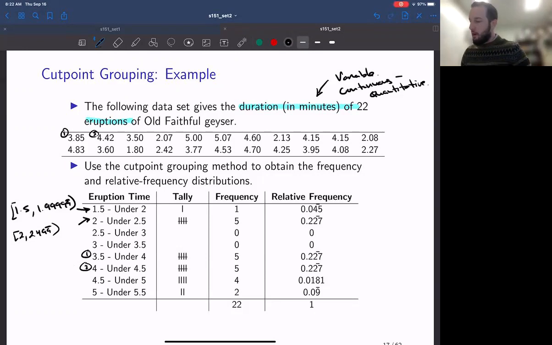Okay. And then once we have all of our objects binned, we count the number in each bin, same process as before, and then we compute the relative frequencies, which would be done in the same way as before. For example, here we would have 1 over 22. All right. Any questions?